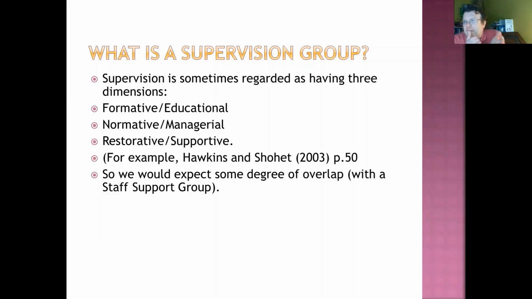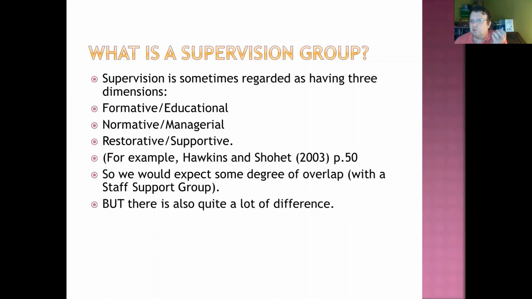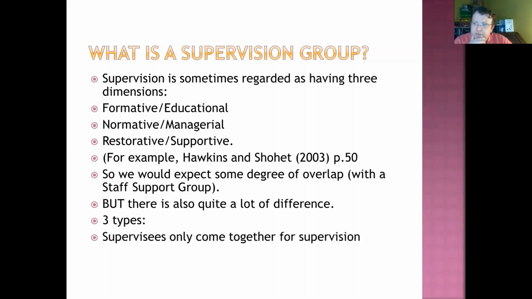So you're going to expect some degree of overlap with a staff support group because of these aspects. All of these are going to be relevant to a staff support group. But there's also quite a lot of difference. In particular, we can think about three different types of supervision group. So in the first type, supervisees only come together for supervision.